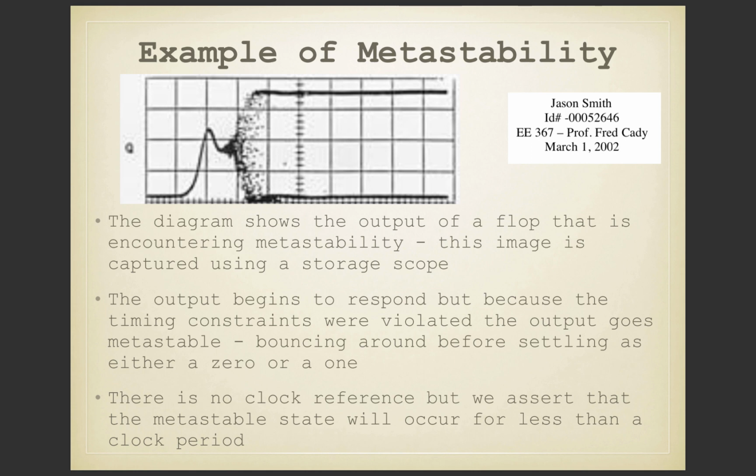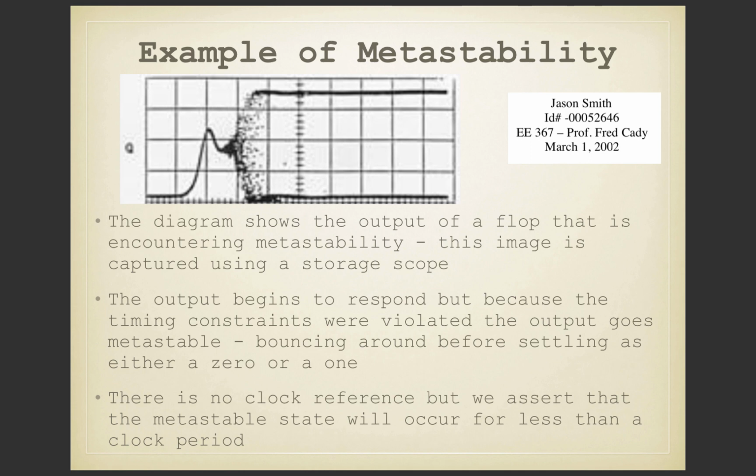This diagram is from a paper I found online. Jason Smith and Professor Fred Cady posted it a long time ago, but I like the diagram. It shows the Q output of a flop responding to numerous violations of the setup and hold. The image is captured on what is called a storage scope, in that it repeatedly sweeps and doesn't overwrite the previous trace. So you can see how, over time, what happened.